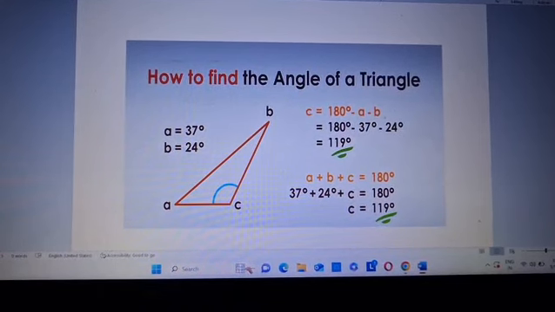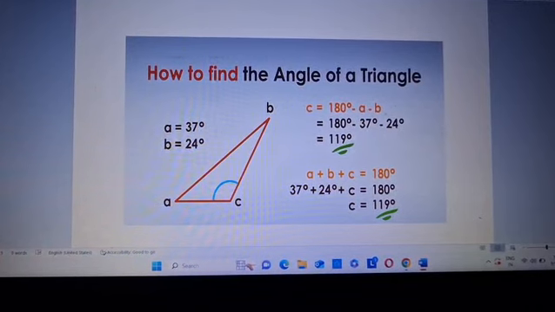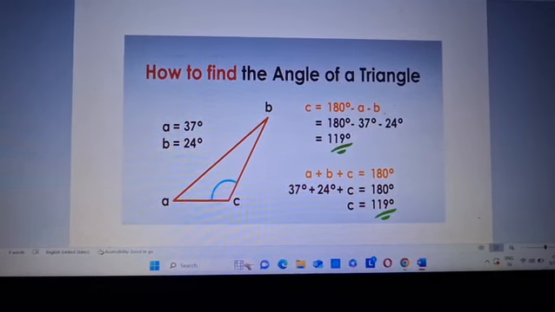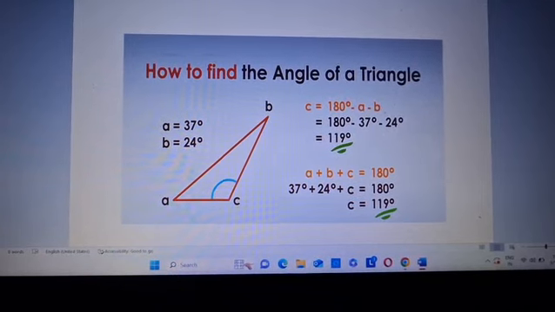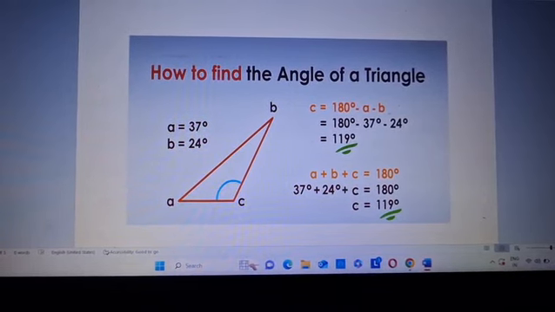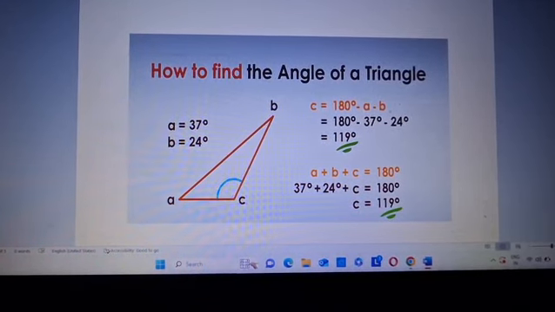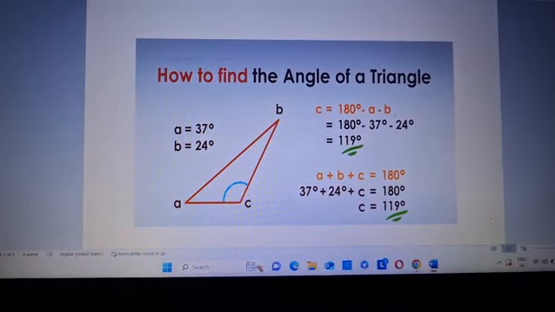It is already given. So, we are going to find the measure of the third angle by subtracting the sum of the two given angles from 180 degrees. Here we have followed the angle sum property and we are able to find the measure of the unknown angle C, and the measurement is 119 degrees. So it is the application of the angle sum property.